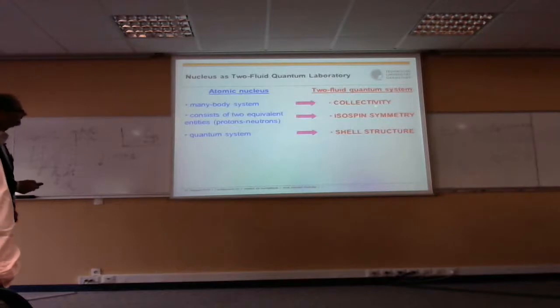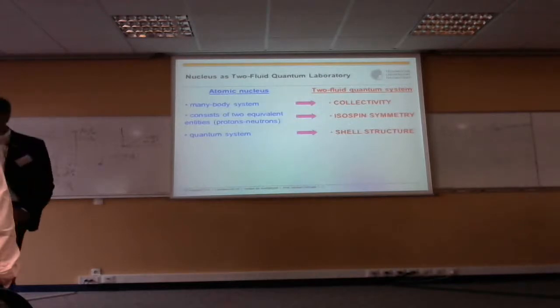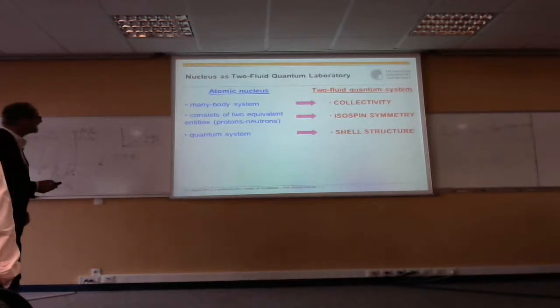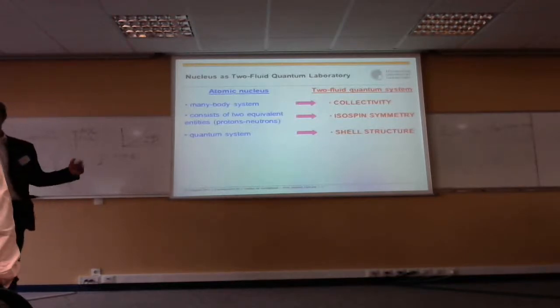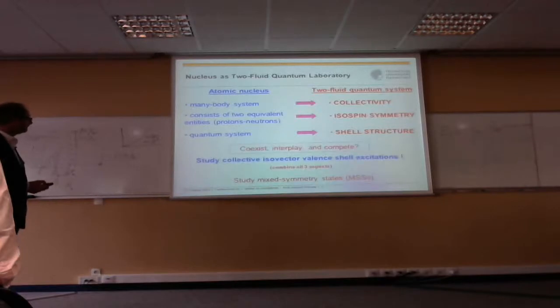It shows collectivity. Protons and neutrons have the same underlying forces. The strong forces are isospin independent, so we get this isospin symmetry feature. And because it's a finite quantum system, we have this shell structure. And all these aspects are important in what I will discuss today. So the way these aspects of nuclei coexist, interplay and compete, that will be the topic of this lecture.